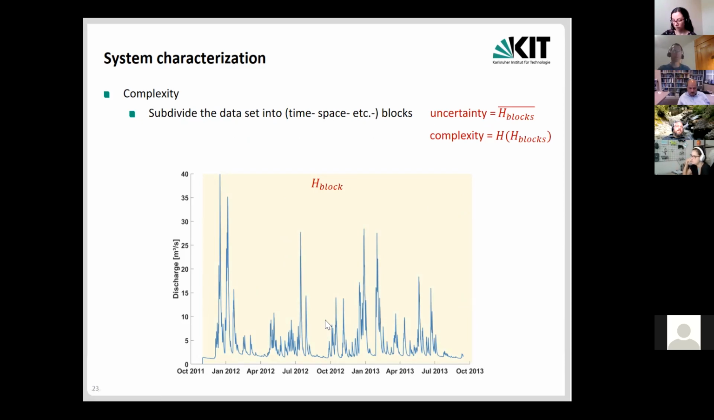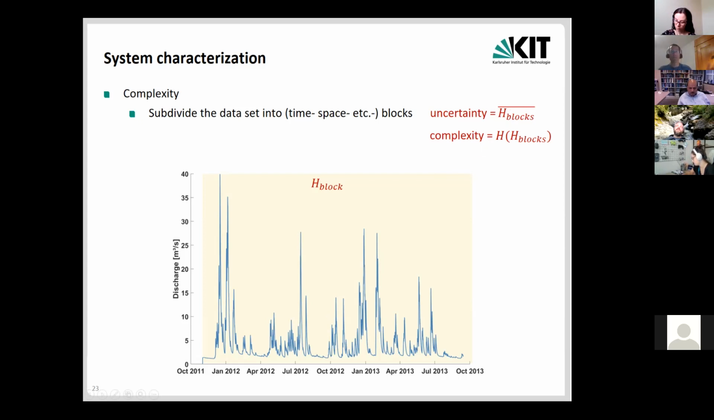If I have more than one block, I calculate the entropy of each block and then get a measure of mean uncertainty as simply the mean value of these block entropies. Then my measure for complexity is, from the set of entropies I have for each block, I calculate the entropy of these entropies, of the distribution of the entropies. And this is my measure for complexity.